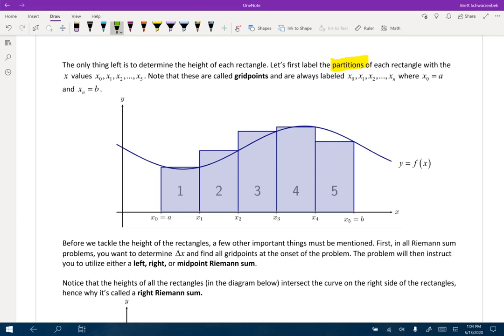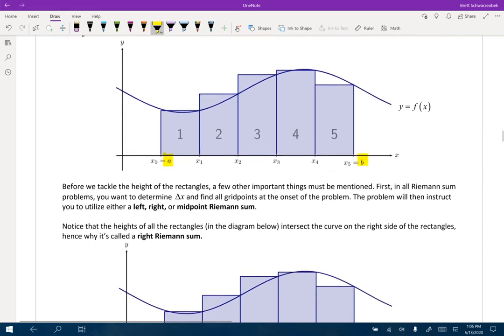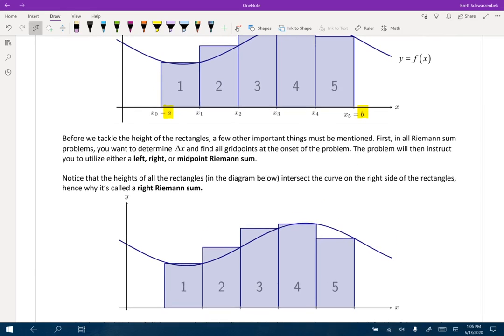So we also, by the way, refer to our first value, as we've stated before, as a, and our last value is b, the endpoints of our area. But these variables x are very famously called grid points. So I'll be using the term grid points to represent these variables of x as we go.